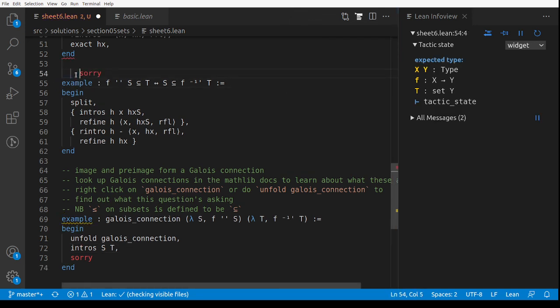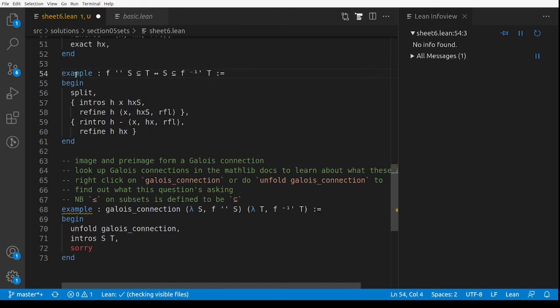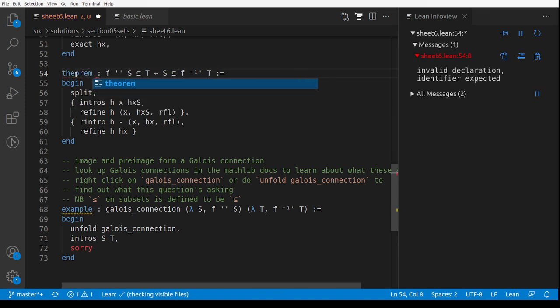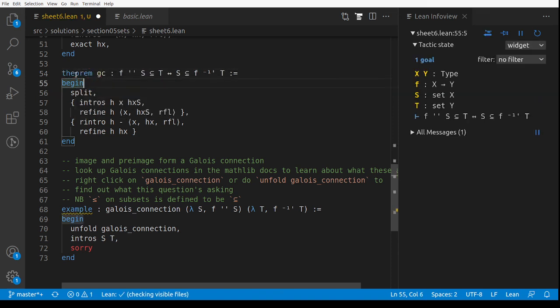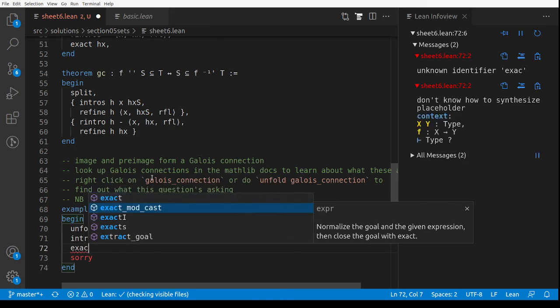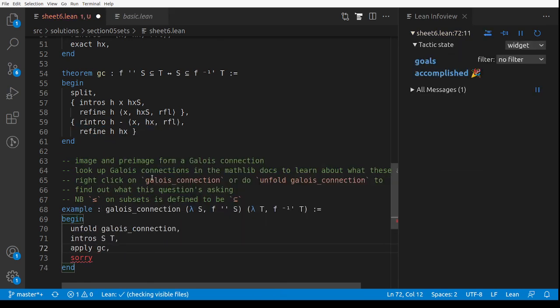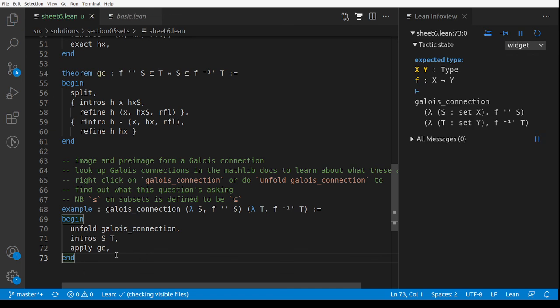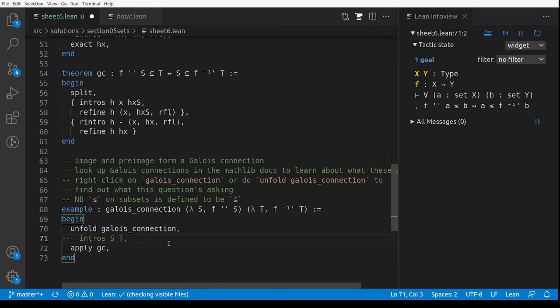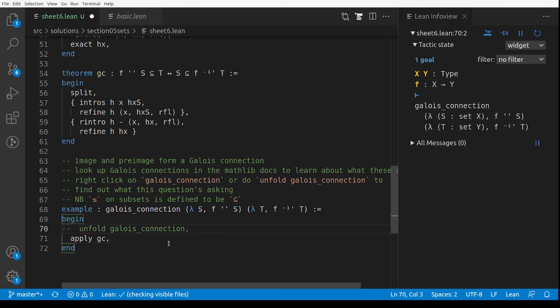So in fact, if we change this example, why did that happen? If we change this example to, if we give the theorem a name, we could call it Galois connection GC. Then this would probably just be apply GC. Yeah, there we go. So that's the proof that it's a Galois connection. Yeah, okay, that'll do. Could I have done it there? Yeah, I could have done. And I probably could have done it there. Oh yeah, look at that.